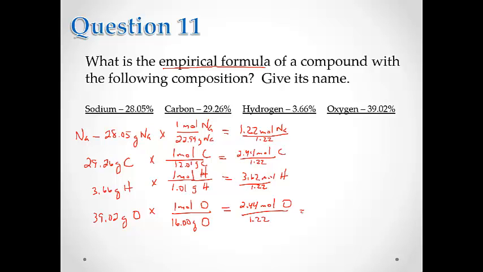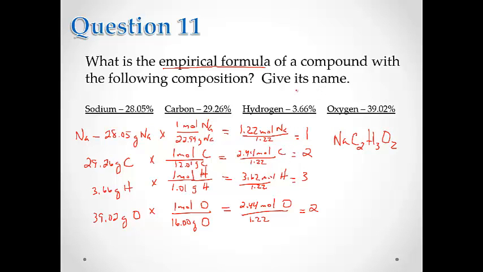And most often you can probably do this step in your head as far as calculating, because we're looking again for that nearest whole number that we get when we divide. So 1.22 divided by 1.22, obviously 1. This one looks like it's going to work out to be 2. This one very, very close to being 3. And the last one is going to be 2 as well. So from this, I can see that my empirical formula would be 1 sodium, 2 carbons, 3 hydrogens, and 2 oxygens.